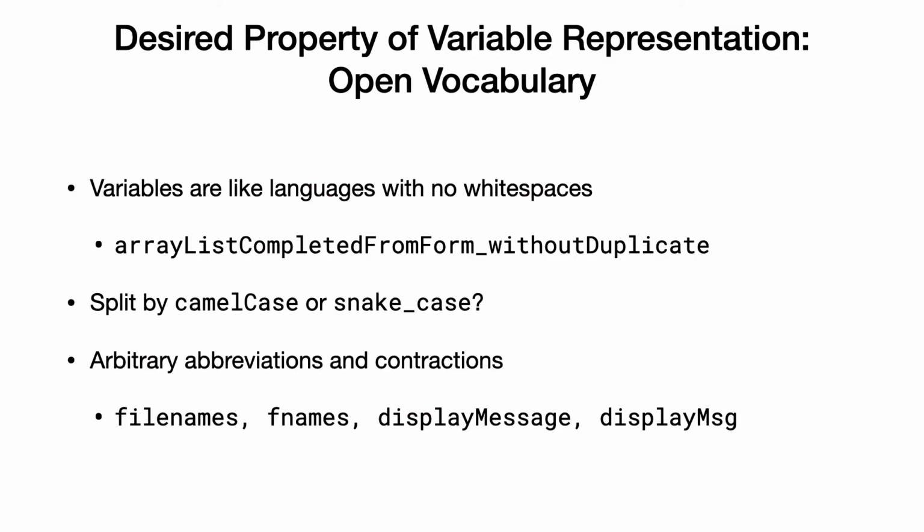The second important property is open vocabulary. In natural languages like English, people use a fixed set of words to express their meanings, and in code, the syntax and grammar of a language can be fixed for years. But for variable names, developers are creating new ones all the time. They can become quite long in big projects. We found that you can't always split them into words by camel case or snake case, because there are arbitrary abbreviations and contractions people invented. It is important for the variable representation to be robust to these changes. We also recommend that we should treat variables as sentences instead of words, as an analogy to natural languages.